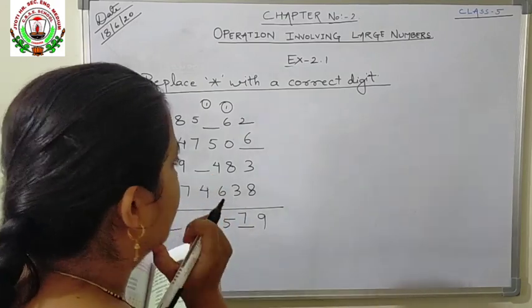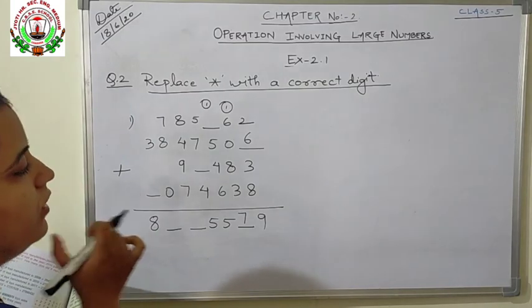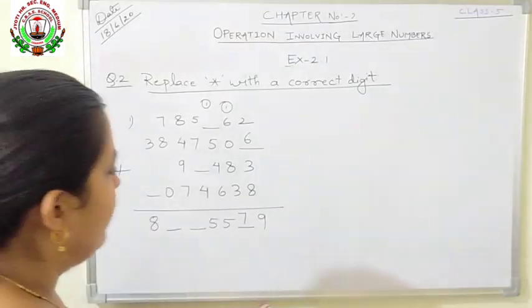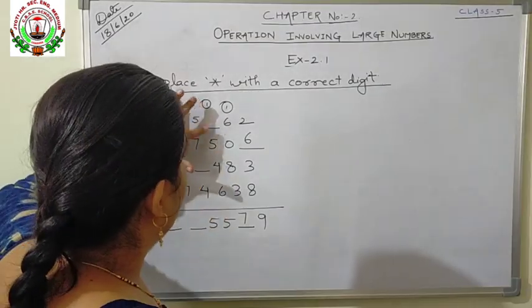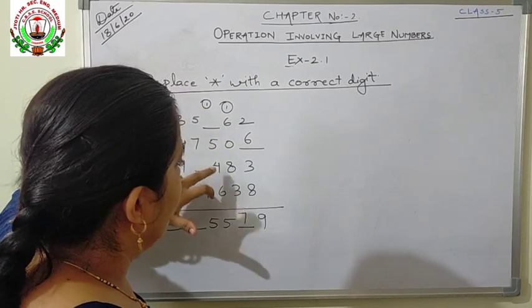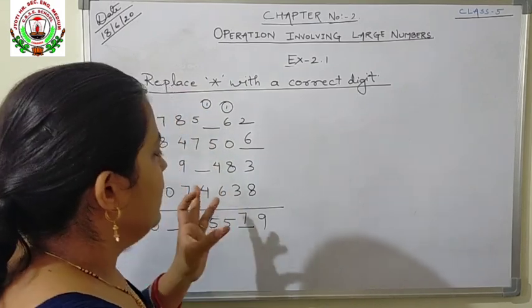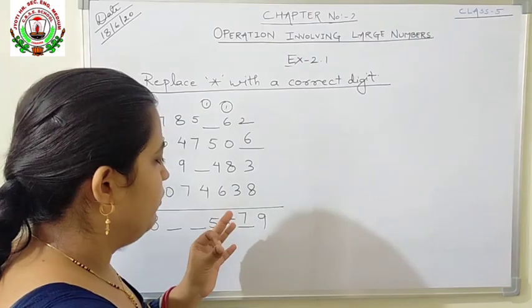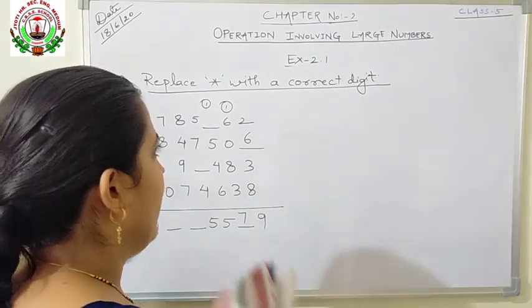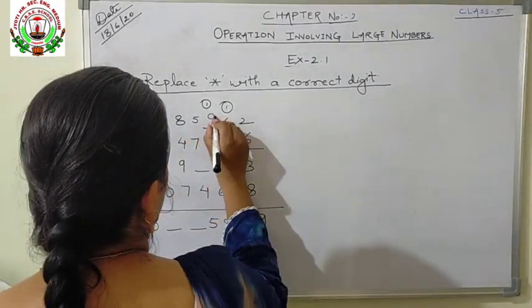Here 5 is written, means there should be 25. So which number will you add to get 25? 5 plus 1 is 6. 6 plus 4 is 10. 10 plus 6 is 16. 17, 18, 19, 20, 21, 22, 23, 24, 25. 9. So we will write here 9.